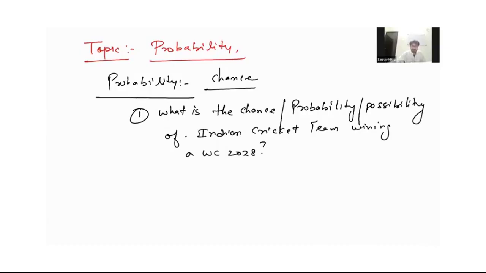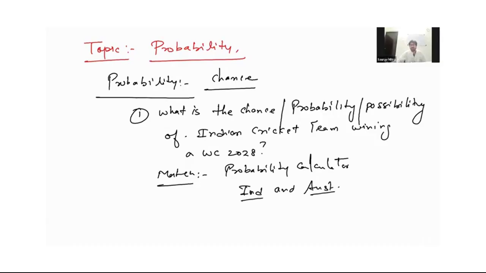We have also seen that during a match there is a probability calculator shown on the screen. If it is a match between India and Australia, there is a probability that India can win, say 92% or 82%. They are showing the data and calculating the probability of winning and the probability of losing. So it is a chance basically.